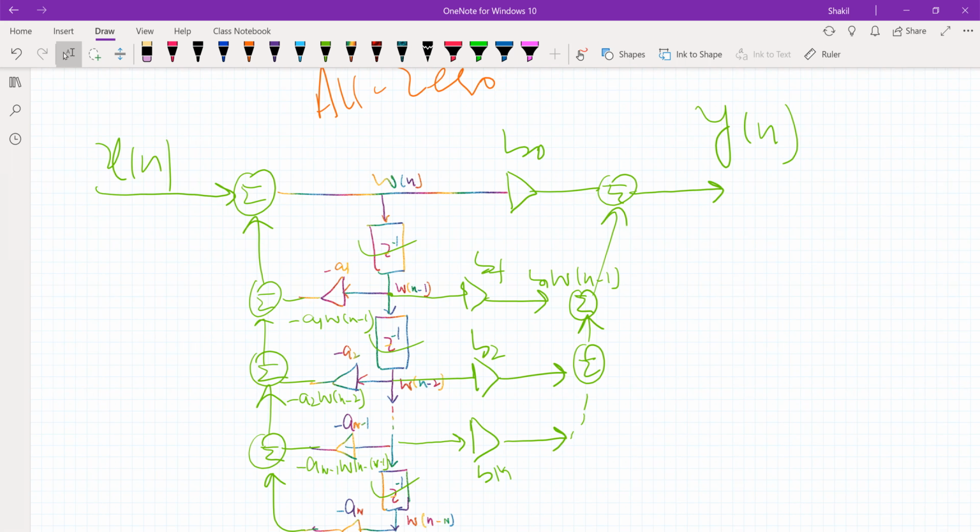Now in the next session we will solve some simple examples so that this procedure becomes clear. All right, let me end the session here.